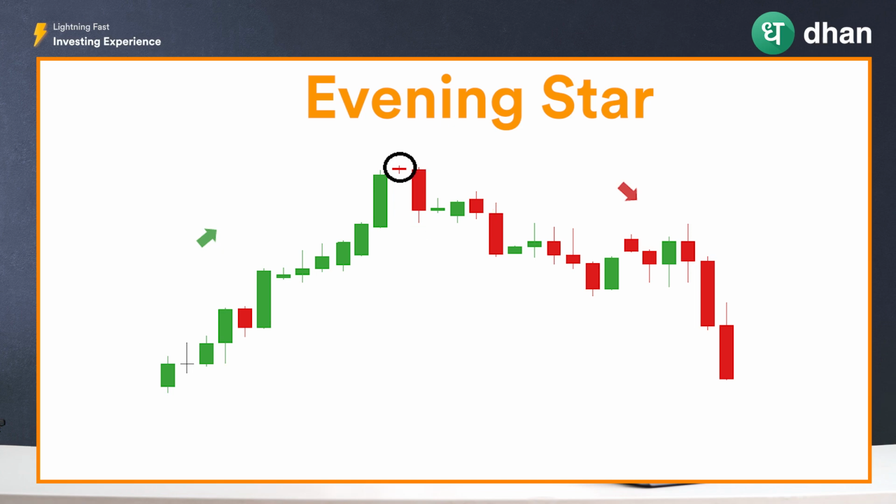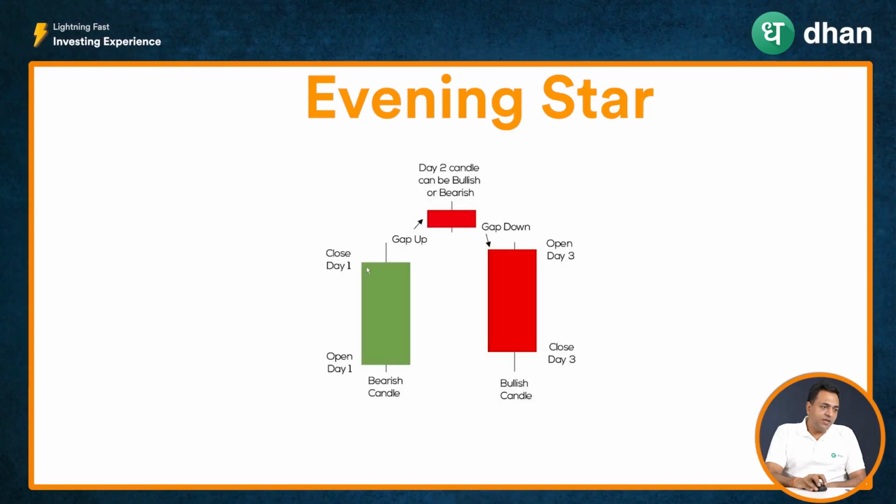Now you wait for the third candle, or the confirmation candle, and if it turns out to be a bearish candle, it is indicative of the fact that the bull grip is now weakened and the bears have started taking control. Now the stock price might enter into a consolidation or a correction phase.